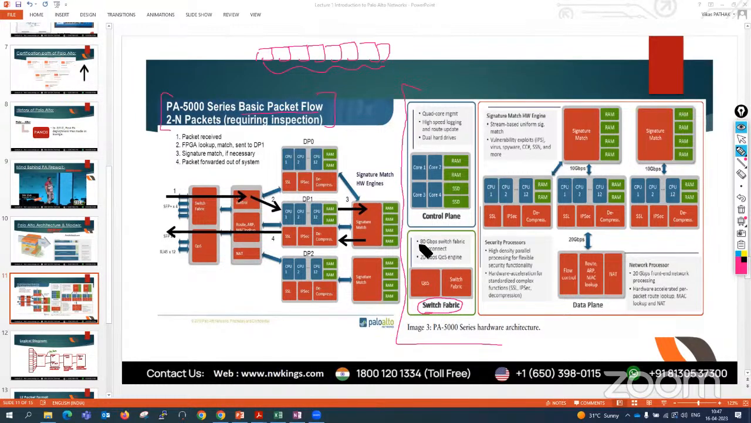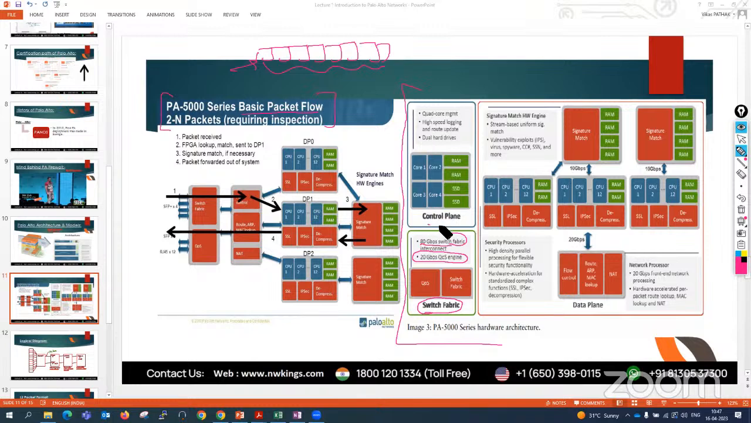You can see the 20 Gbps quality of service engine will be here, and 80 Gbps switch fabric interconnect will be there. Means these ports will be capable of processing 80 Gbps traffic on this particular hardware. Okay, so we have a particular switch fabric.